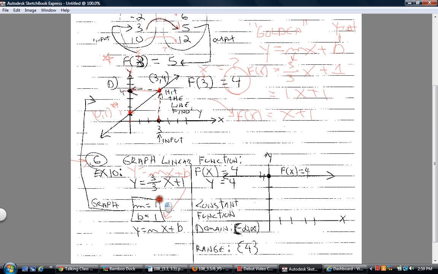Okay, so I like to put a little box around my key pieces of information. Where do you always start with? The anchor point. Y-intercept is at 1. Now execute a slope up 1. Oh, what's the slope? Come over here for a second.